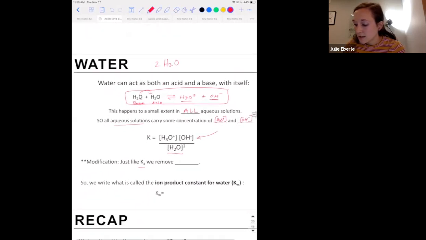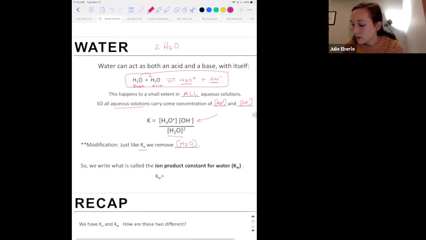Now, just like the modification we made for the Ka equilibrium expression, we're going to take water out here for the same reason. Water is just the dominant molecule. We only have very small amounts of our product. So if we want to understand what's happening with product concentrations, we need to remove water. We remove the concentration of water. So we write what is called the ion product constant.